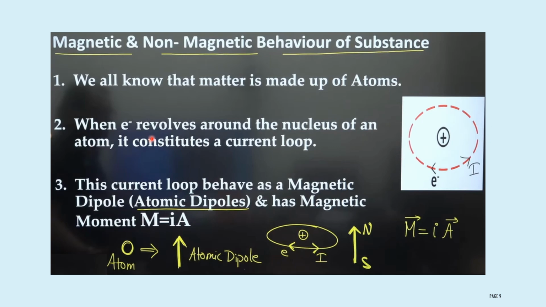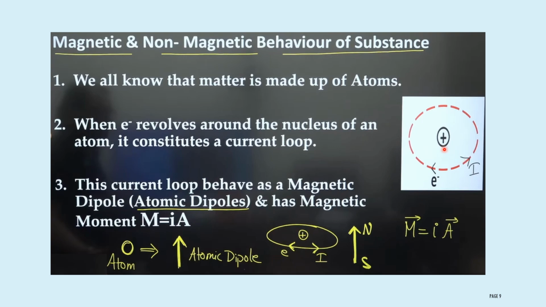When electrons revolve around the nucleus of an atom, it constitutes a current loop. The direction of the current loop will be opposite to the direction of motion of the electron. This current loop behaves as a magnetic dipole or atomic dipole and has a magnetic moment M equal to I into A. This magnetic dipole is indicated by this arrow mark, which indicates the north-south direction of an atom.